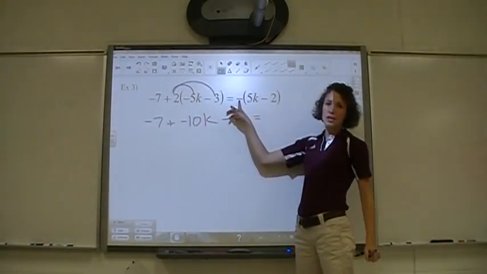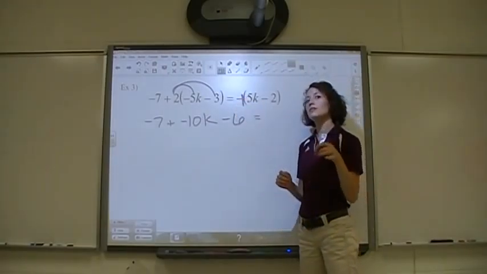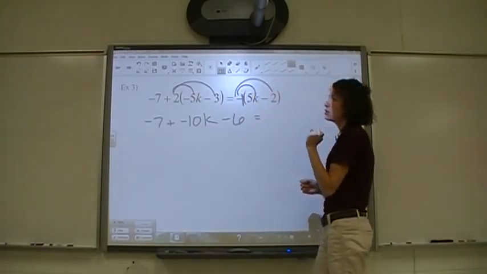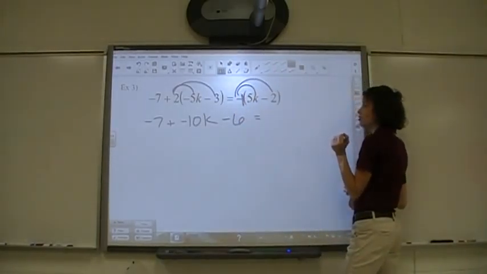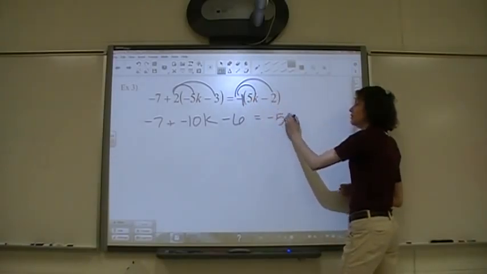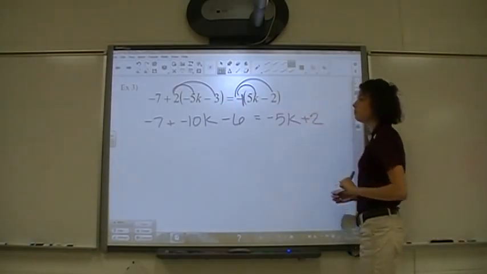Now, when you've got this negative sign hanging out there, remember you want to change it into a negative 1 because you have to distribute it to both the 5k and the negative 2. So make sure you give him that buddy there with that 1. So we got negative 1. Negative 1 times 5k gives me negative 5k. Negative 1 times a negative 2 gives me a positive 2.